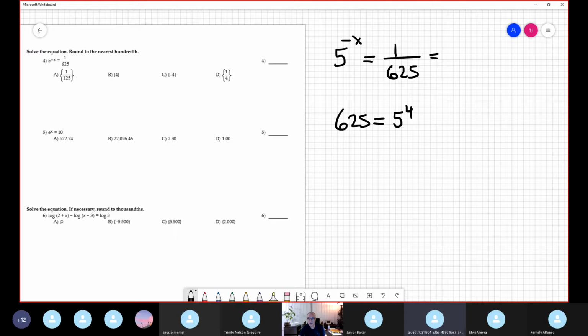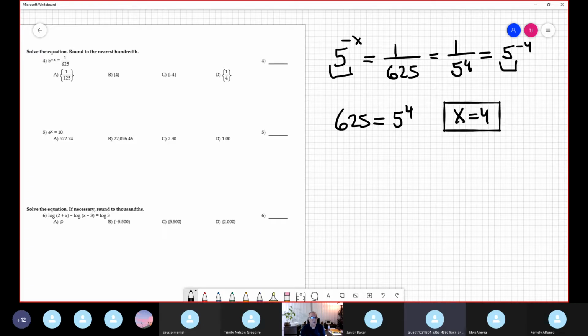And you can write 1 over 5 to the 4th power as 5 to the minus 4, because it's the reciprocal. Therefore, if the base is the same, the exponent is the same, so negative x is negative 4, x is positive 4, exactly like option B. Good.